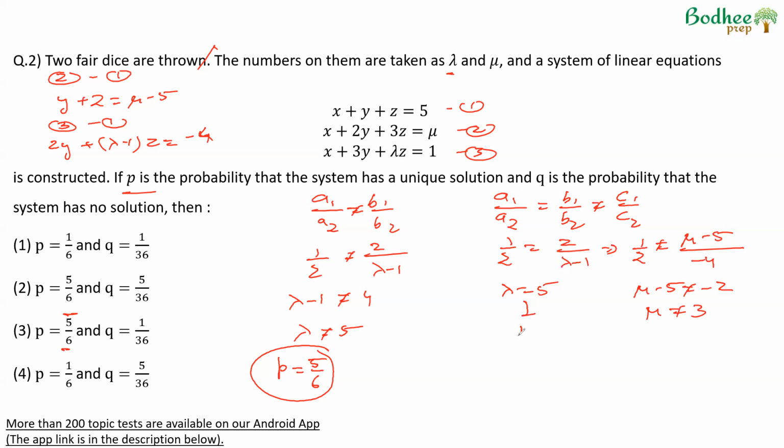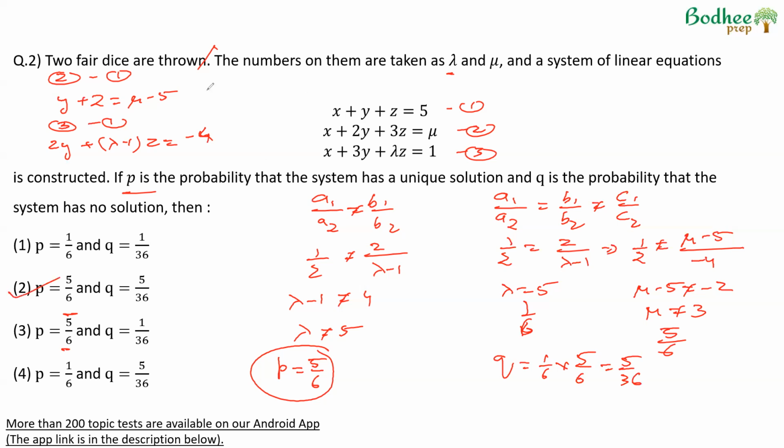Lambda is equal to 5 will happen 1 by 6 ways. Probability of this happening. Mu not equal to 3 can happen in 5 by 6 ways. Both of them happening together, Q will be 1 by 6 into 5 by 6, that is 5 by 36. That becomes the answer. The probability P is 5 by 6, probability Q is 5 by 36.